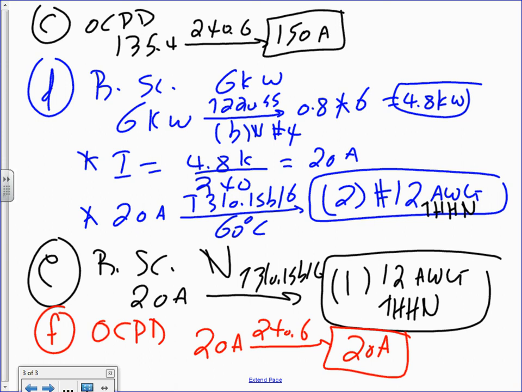Like I said, guys, in the past, write yourself a note. Bring it with you when you go to the test. It's also going to be on the final. The tricky one for this one: we did not derate the neutral, because the range was smaller than 8 3/4.